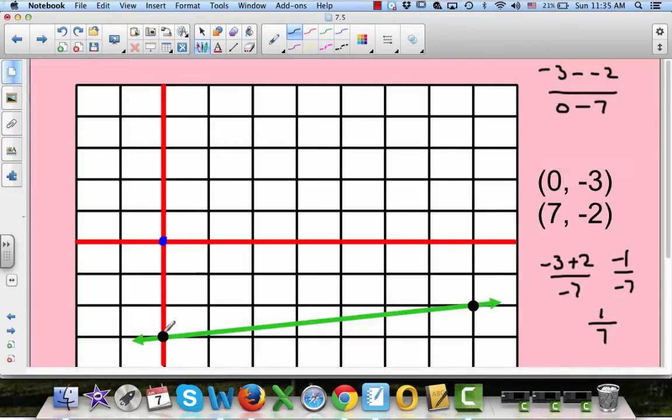So let's check. We went up 1, and we went right 1, 2, 3, 4, 5, 6, 7. 1 over 7.